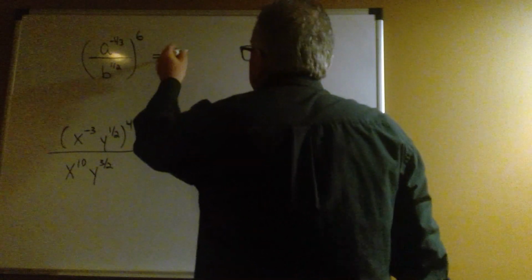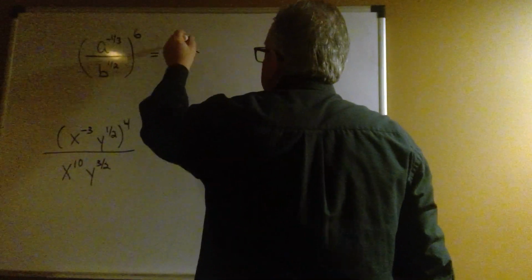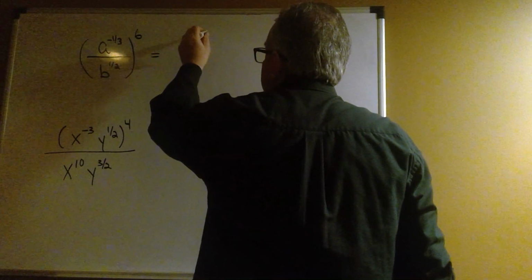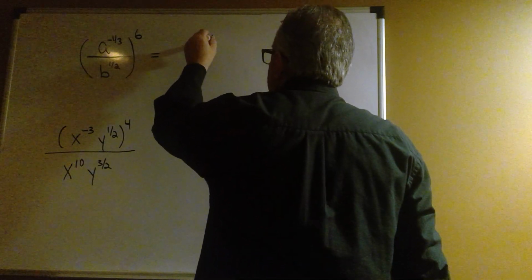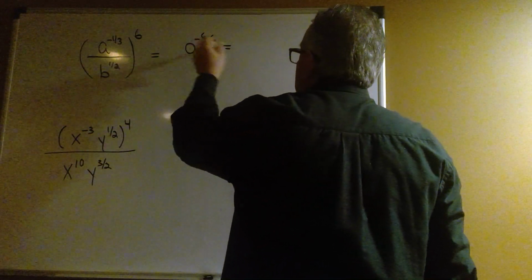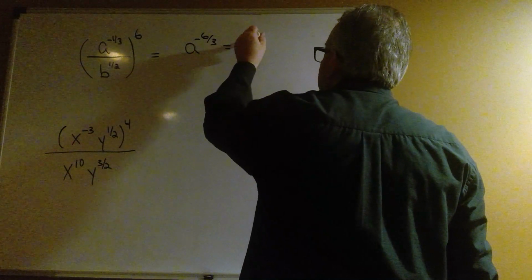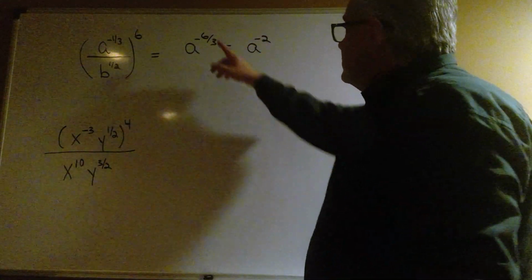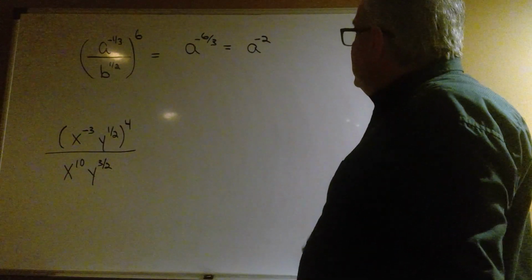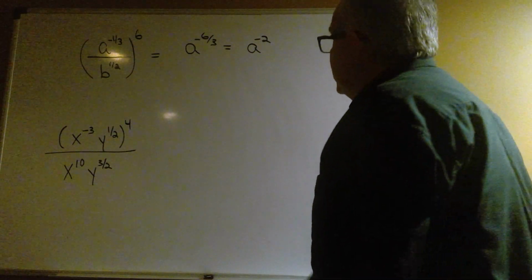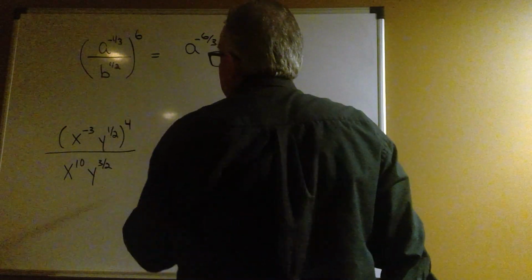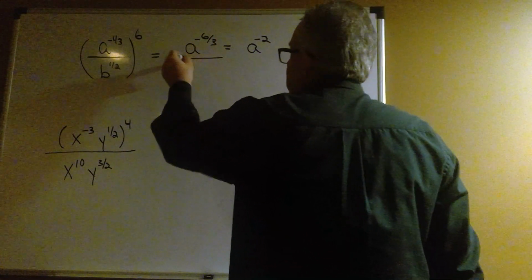So I'm going to end up with A to the negative 6 over 3, which is going to equal A to the negative 2. Negative 6 divided by 3 is negative 2. And then the denominator is B to the 1/2.